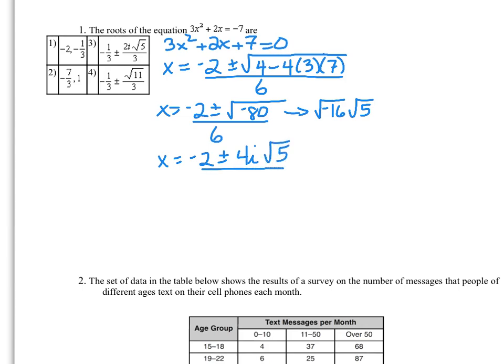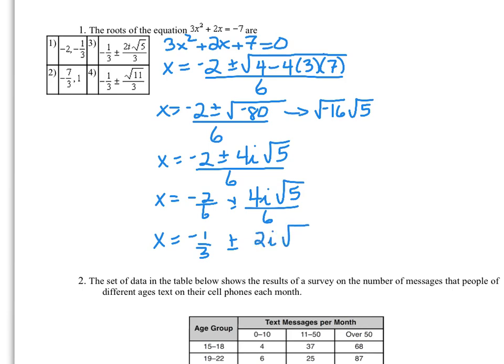Okay, so then at this point, what I'm going to do is separate this. So I'm going to write x equals negative 2 over 6 plus or minus 4i radical 5 over 6. Okay? And then I can reduce both of those fractions. So the first fraction is going to be negative 1/3 plus or minus, and then the second fraction is 2i radical 5 over 3, because we're dividing both of those fractions by 2. And then you can see that that answer is choice 3.